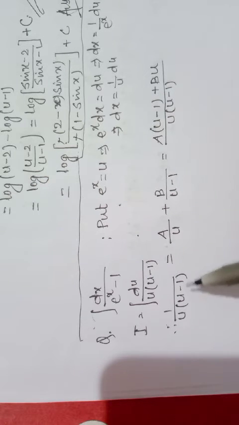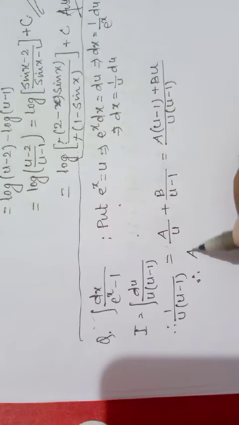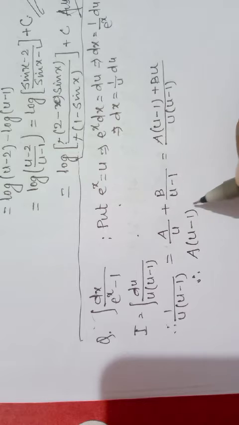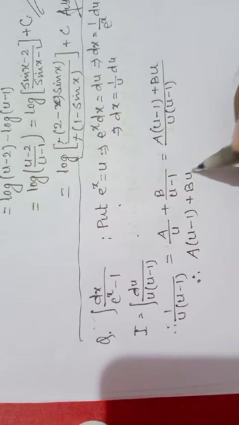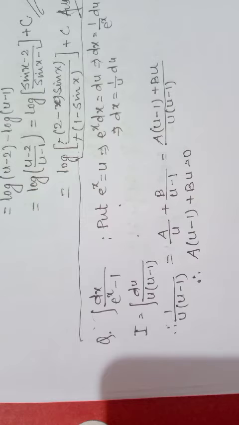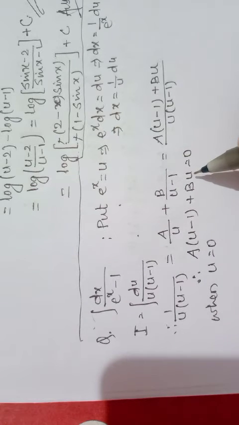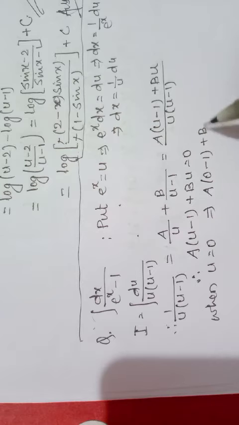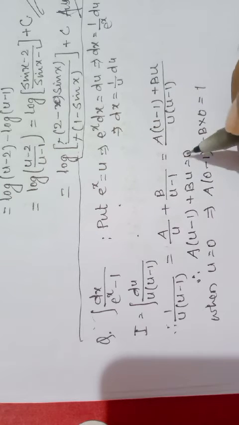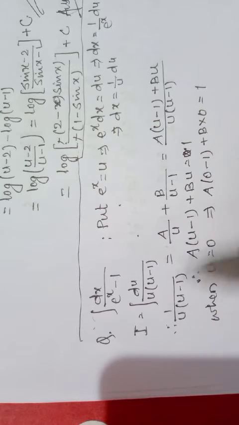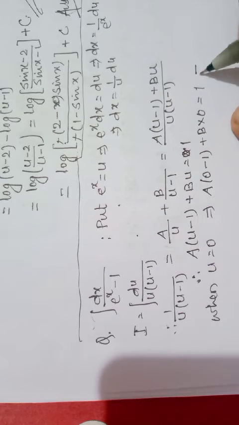Compare them, their denominators are same, it means their numerators should also be equivalent. A into u minus 1 plus b into u is equal to 1. When u equal to 0, that factor means a into 0 minus 1 plus b into 0 is equal to 1. Numerator this side is 1, and hence a is equal to minus 1.